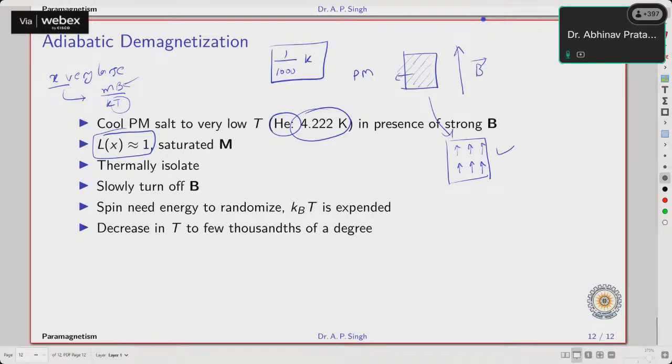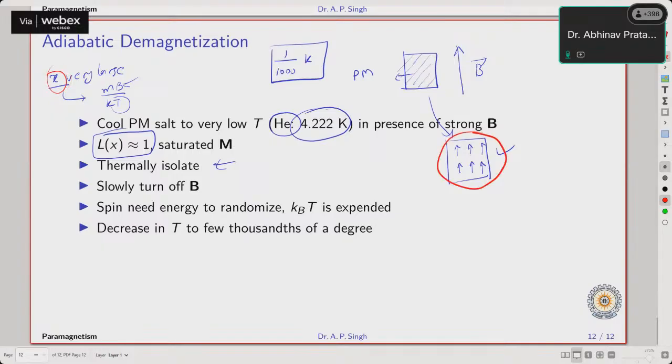Once you arrive at this particular situation, you thermally isolate your system. Thermally isolate means that you are disconnecting it from the outer world so that no external heat can come inside the system. Then you are slowly turning off this magnetic field, decreasing the value of the magnetic field very, very slowly. What will happen when you decrease the value of B? The value of x will start to decrease.